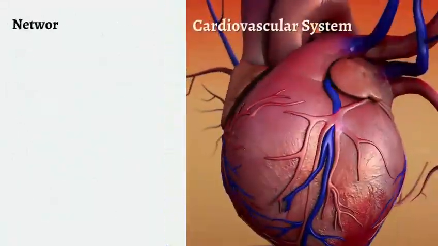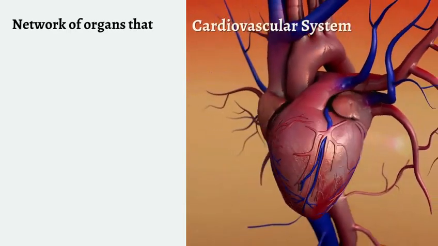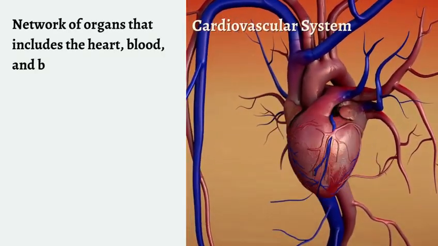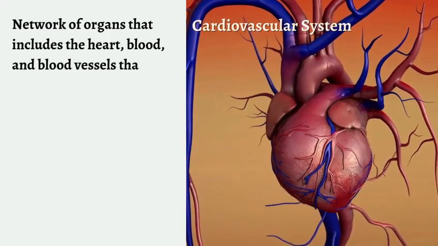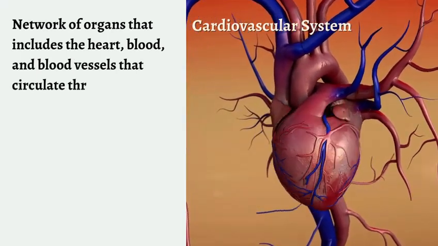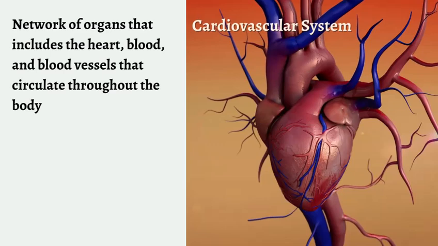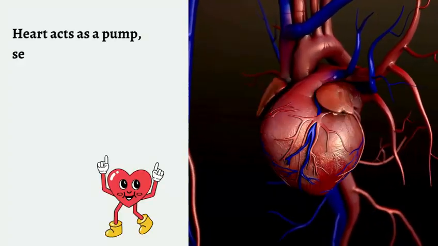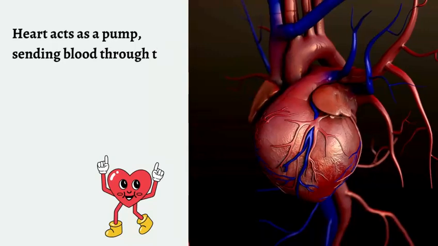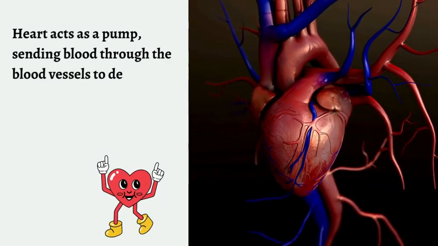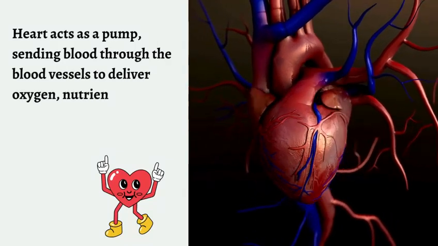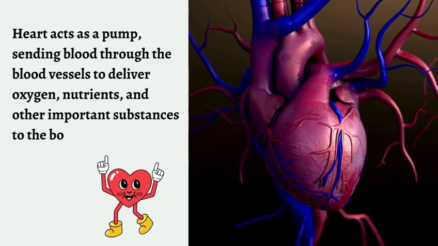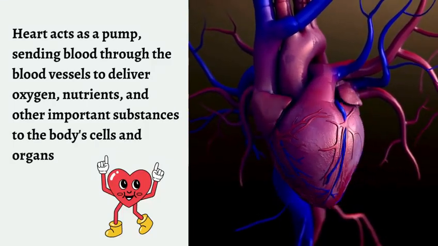Next, about the cardiovascular system. The cardiovascular system involves the network of organs that includes the heart, blood and blood vessels that circulate throughout the body. It usually works along with the circulatory system. The main function of the heart is that it acts as a pump and sends the blood throughout the blood vessels to deliver oxygen, nutrients and other important substances to the body cells.